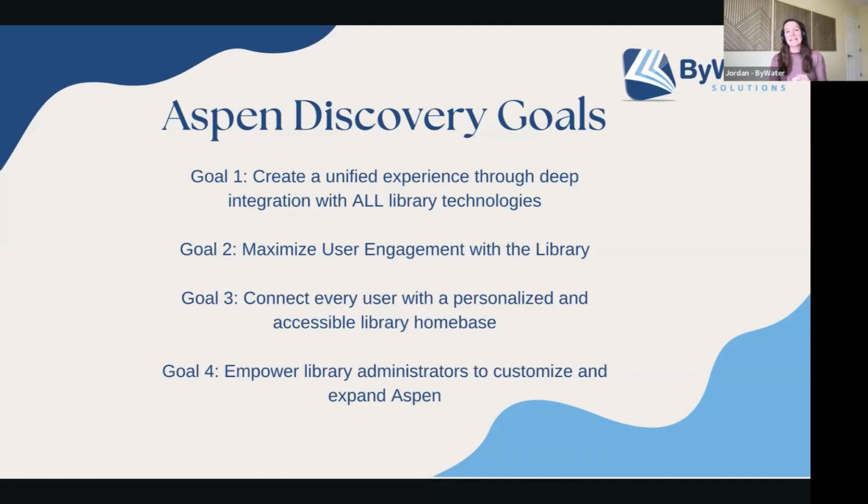Goal number 3 is to connect every user with a personalized and accessible library home base. The goal here is that they come to the catalog and they can see all of their interactions with the library, everything that they're doing, everything that they want to track with the library, and events are a part of that. So we need that event integration. And finally, empower library administrators to customize and expand Aspen. So this gives your marketing people, your collection management people, the opportunity to do more with events than they would if the events were just off in their own silo, and there was no way to get them into the catalog where the patrons are already.